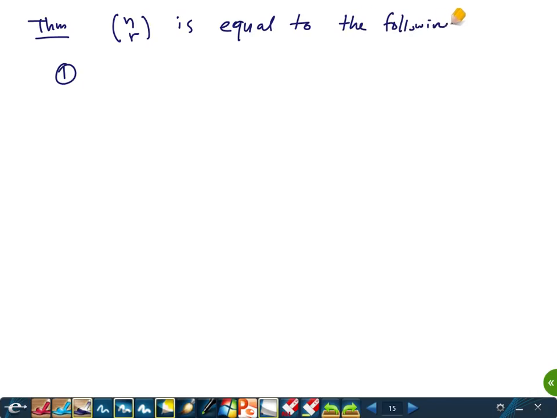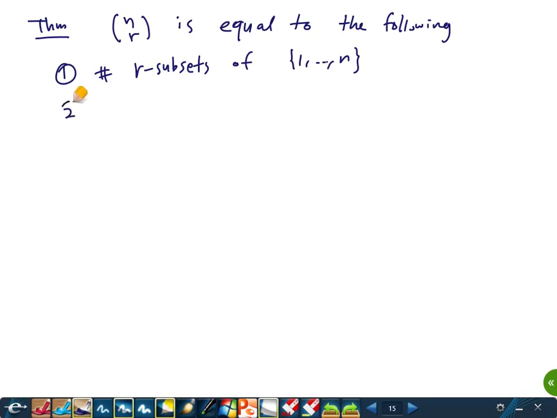Theorem. This number, n choose R, is equal to each of the following numbers. So first, they're all equal numbers: the number of R subsets or combinations of an n-element set, right? This is true by definition because it is defined this way, all right?